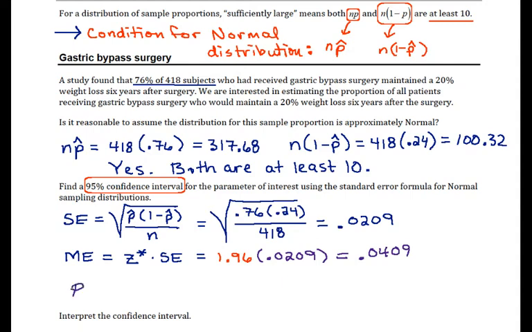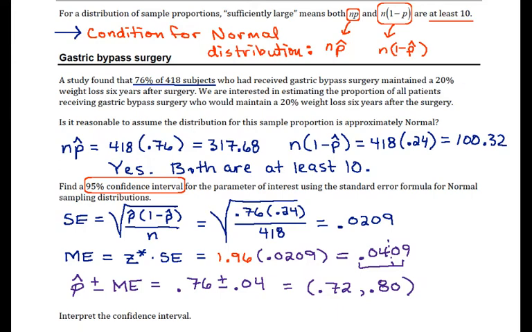Now my p hat, sample statistic, plus or minus margin of error, is 0.76 plus or minus, and like I said earlier, take it to 2 decimal places or 3, whichever seems more reasonable. In this case, I think 2 is fine since the next digit is 0 anyway. We'll go ahead and take that to 0.04 and get 0.76 minus 0.04 is 0.72. And when we add them, we get 0.80.